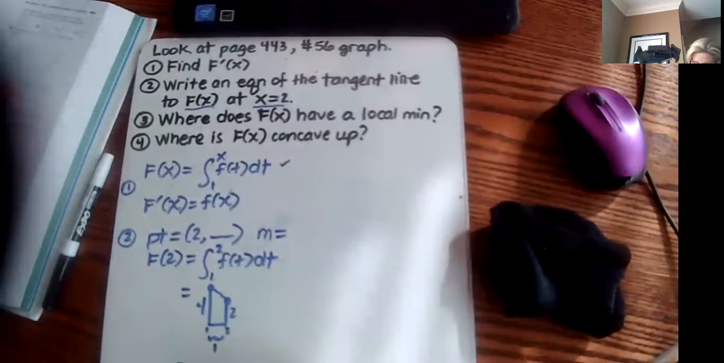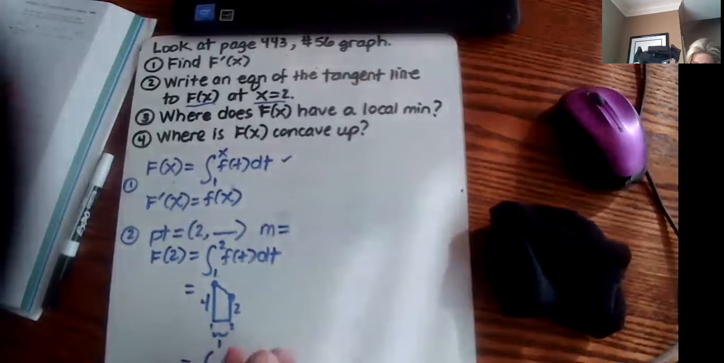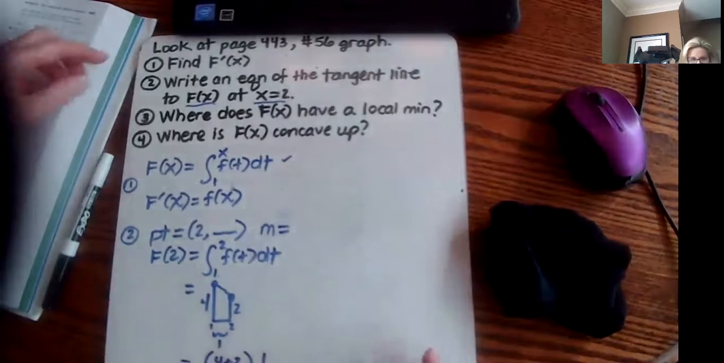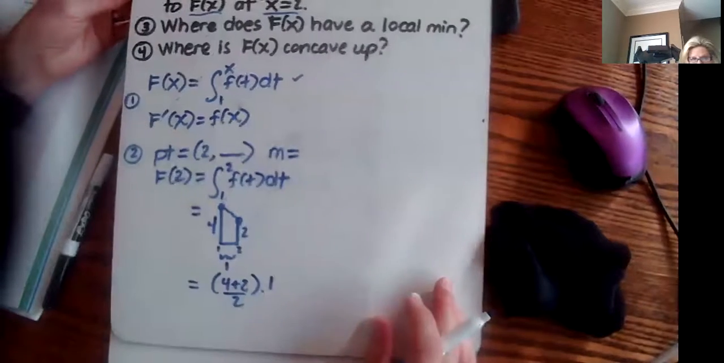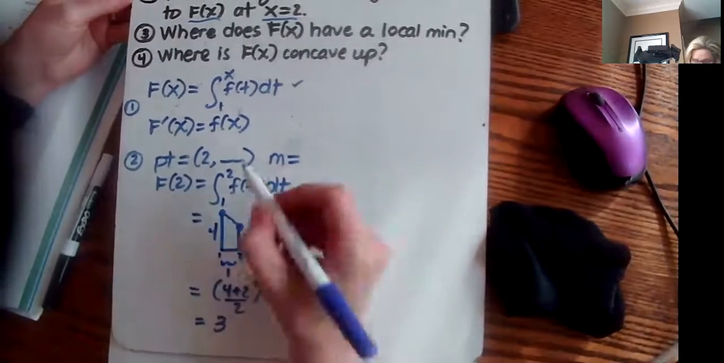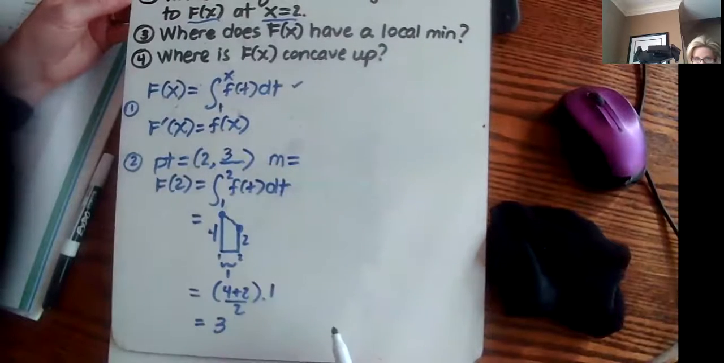So the area of that trapezoid is the average of your bases, so (4 plus 2) over 2, times the height of the trapezoid, which is 1, okay? So that gives me 3. So my y-coordinate is 3.